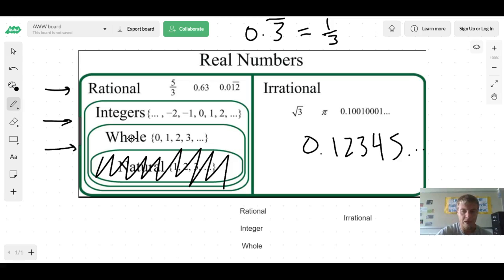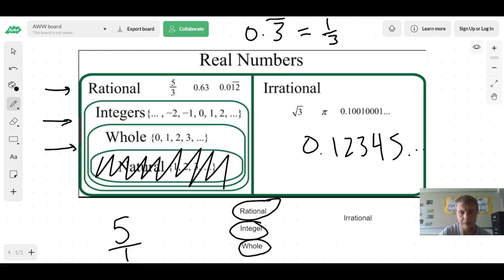So here we go. Let's take the number 5. Well, the number 5 is a non-negative number that doesn't have a decimal, so it is whole. If it's a whole number, it's also an integer, because we can see 5 can fit into this. And it's also going to be rational, because you could write that as a fraction, 5 over 1. So 5 would fit all of these categories.